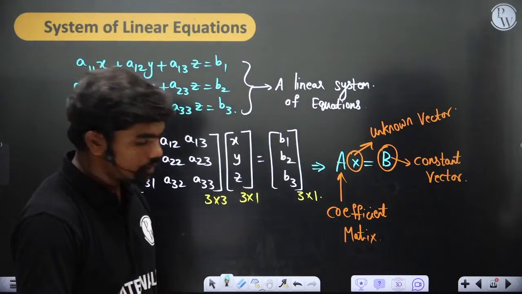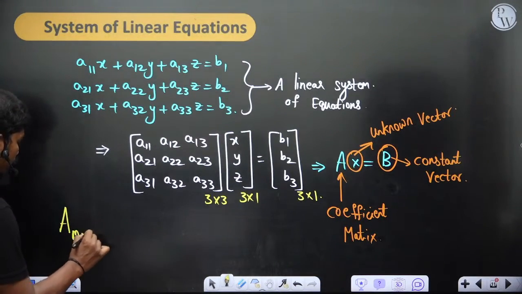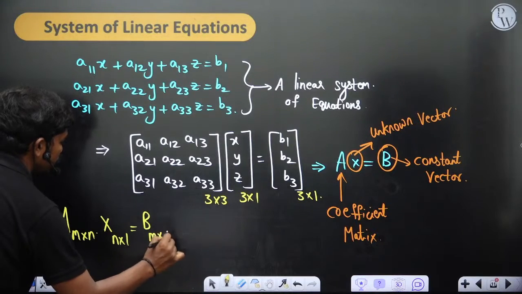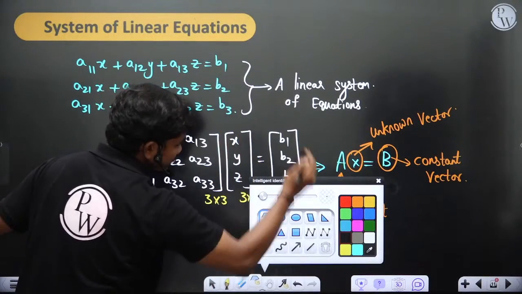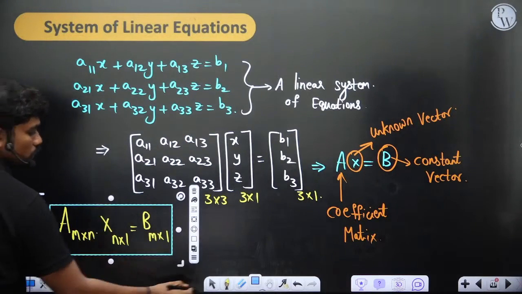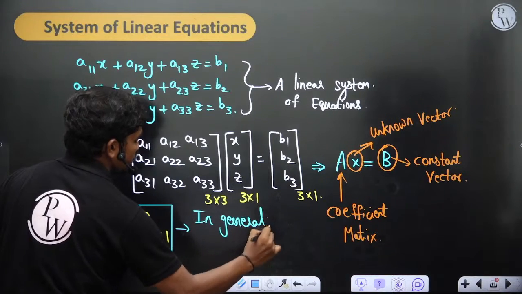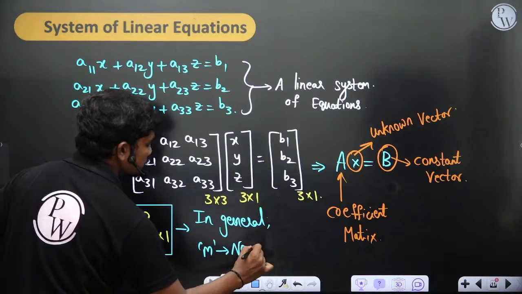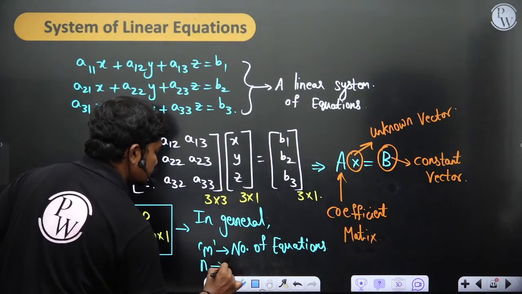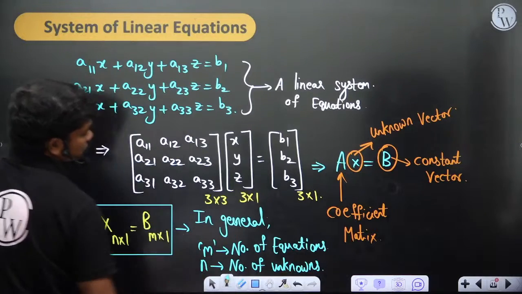Now a few times what happens is, let's say we have in general an m by n matrix A into x, n by 1, is equal to b, m by 1. This can happen. Which means here you have exactly 3 equations with 3 unknowns, but sometimes you can have a different number of equations and number of unknowns. So m is the number of equations in general, and n is the number of unknowns.